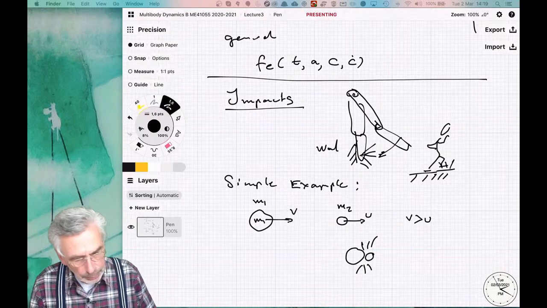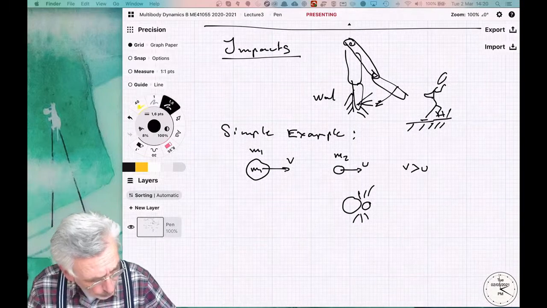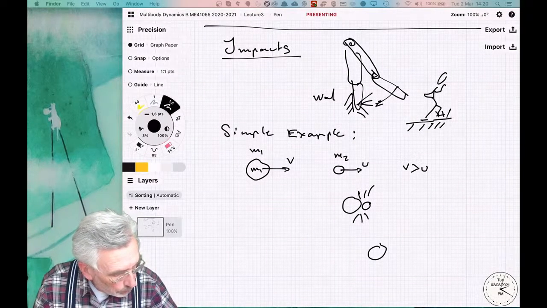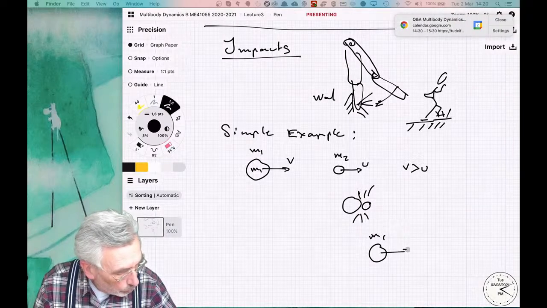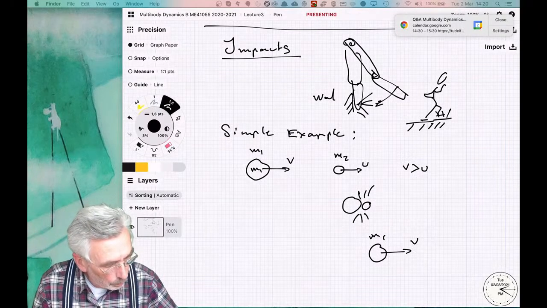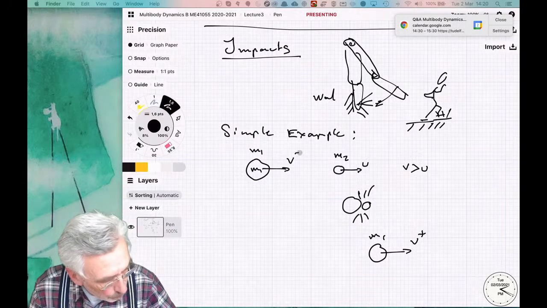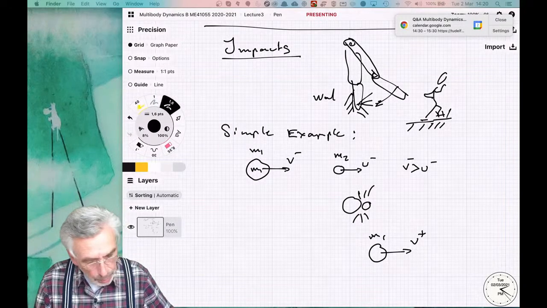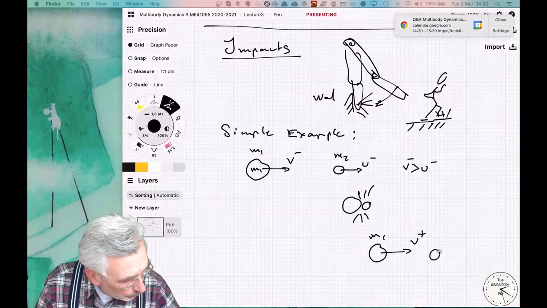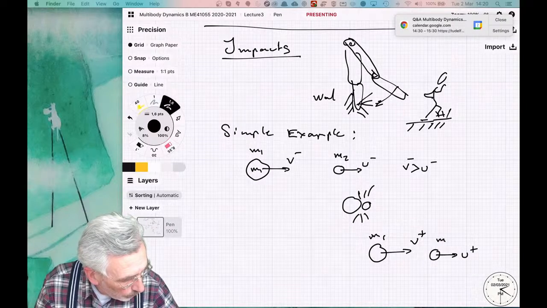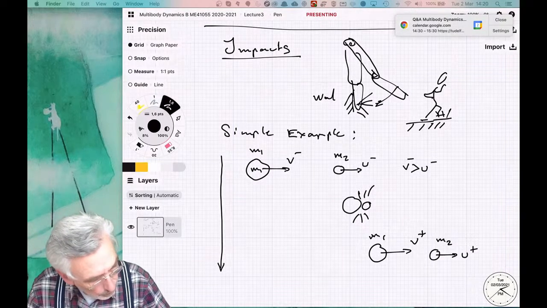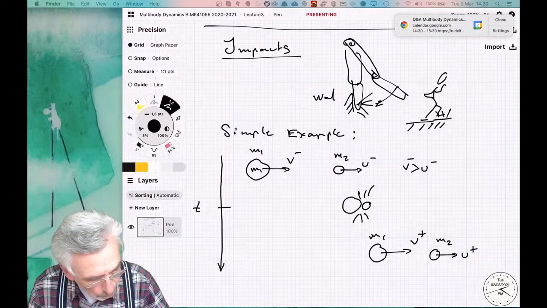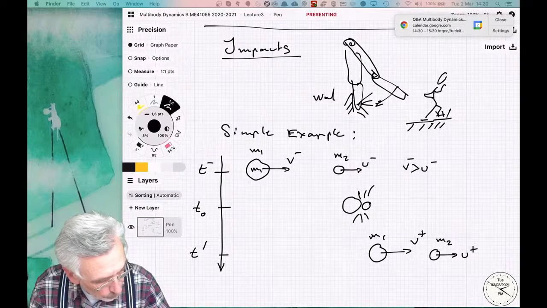You hear a noise, right? And then since it's a very short duration, after the impact they proceed. So M1 then proceeds with a new velocity after the impact. Now I have to make a distinction. So let's call that plus, and let's call this minus. And then u has also a velocity after impact, u plus. And this is as time progresses. This is T0, the moment of impact. This is a little bit before, T minus, and this is a little bit after, T plus.